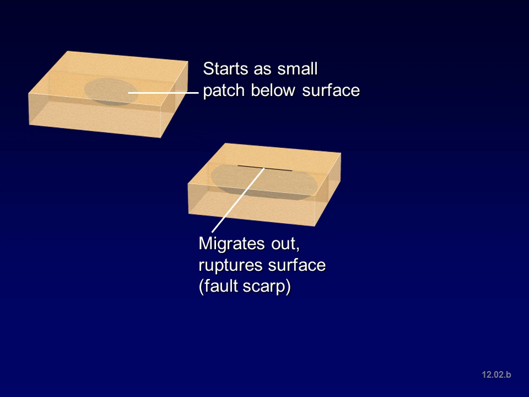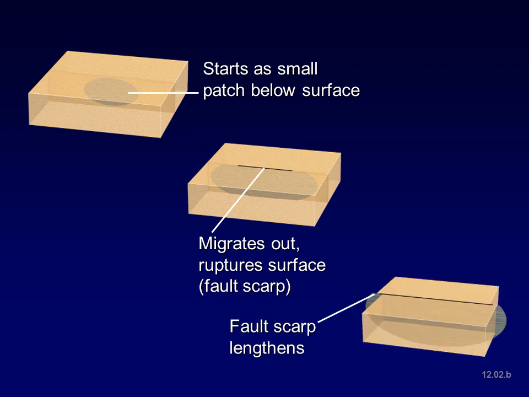That causes a break at the surface. That's what we call the fault scarp. Over time, the fault scarp lengthens out. The rupture continues to grow along that fault plane. The rupture stops when the stress can no longer overcome the friction along the fault plane.